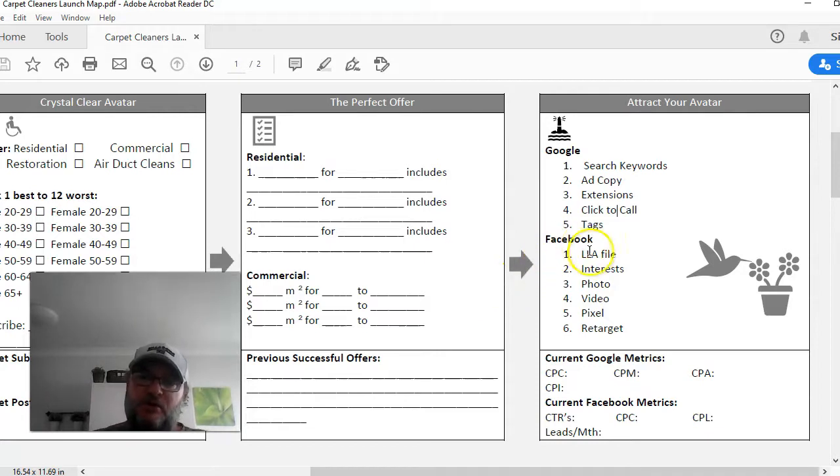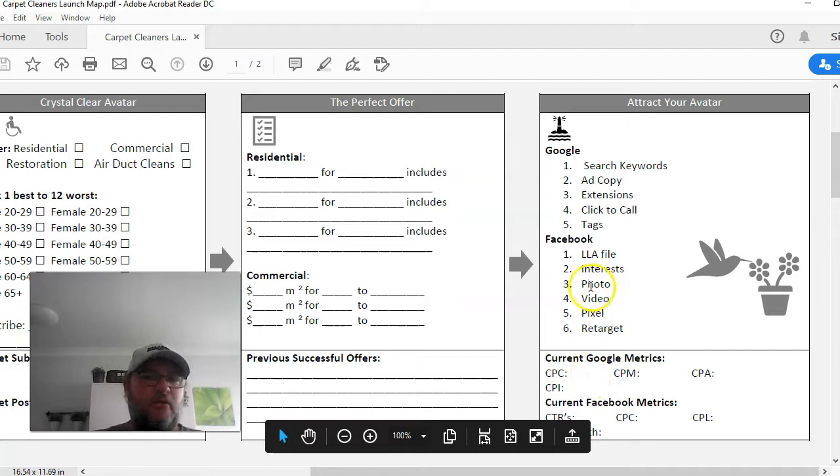Second thing is Facebook. So an LLA file, what that basically is a list of your previous customers' emails, and you upload that to Facebook and target those people. You can also target on interests, and now you're going to need a good photo and a good video, and you want to test those because they're going to be crucial. If your CTRs, which is your click-through rates, are really low, then change your photo or change your video.